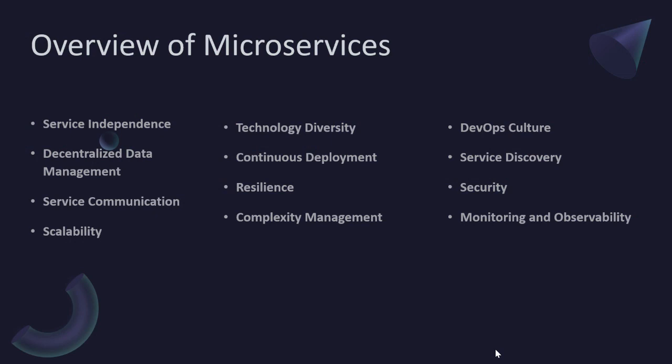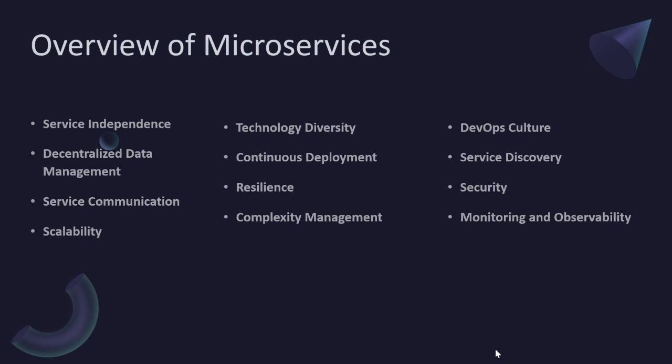When you go to microservices in any language, these are the main points that can be included. Service independence. So what is service independence? In a microservices architecture, each service is a self-contained unit with its own database and business logic. This independence allows development teams to work on and deploy services without impacting the other parts of the application. So that is called service independence.